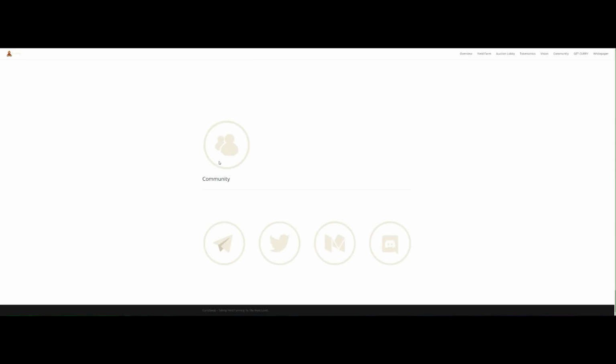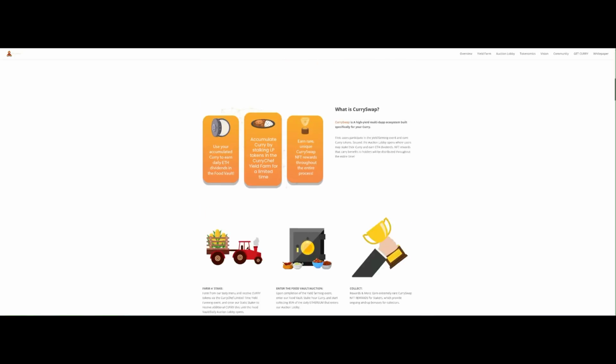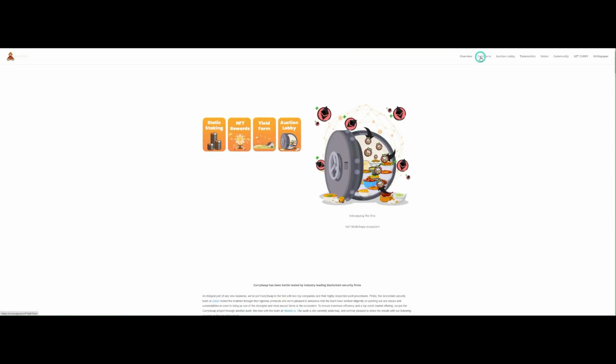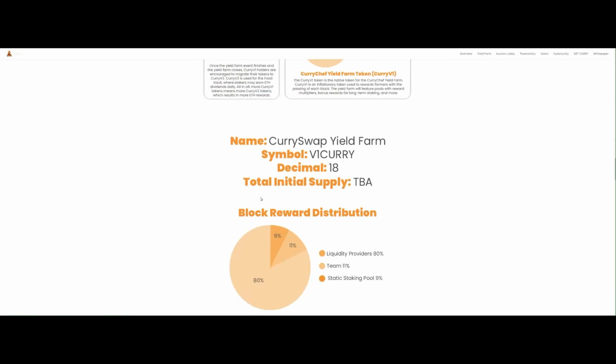Here they're very active in the community. You see Telegram, Twitter, Medium. These guys have been very active. We love to see it, man, because it just gives you an idea, guys. It just gives you an idea of everything they have going on, and it's exciting stuff. So you see on the top here, guys, they have all the different things that we talked about, from the overview to the yield farm to the auction lobby to the tokenomics. And we're very hyped to see what numbers come out. As you guys can see, a lot of this is TBA, but we're very hyped to see what's happening.